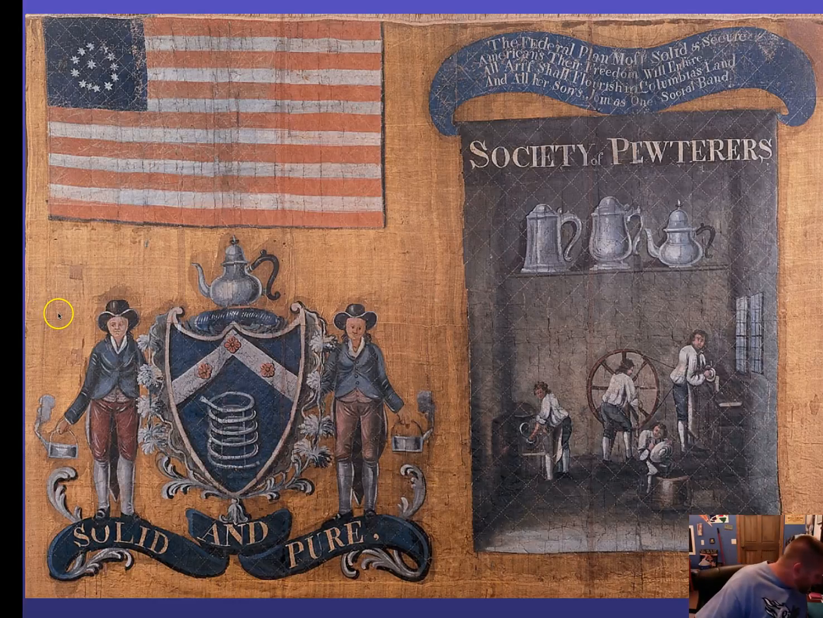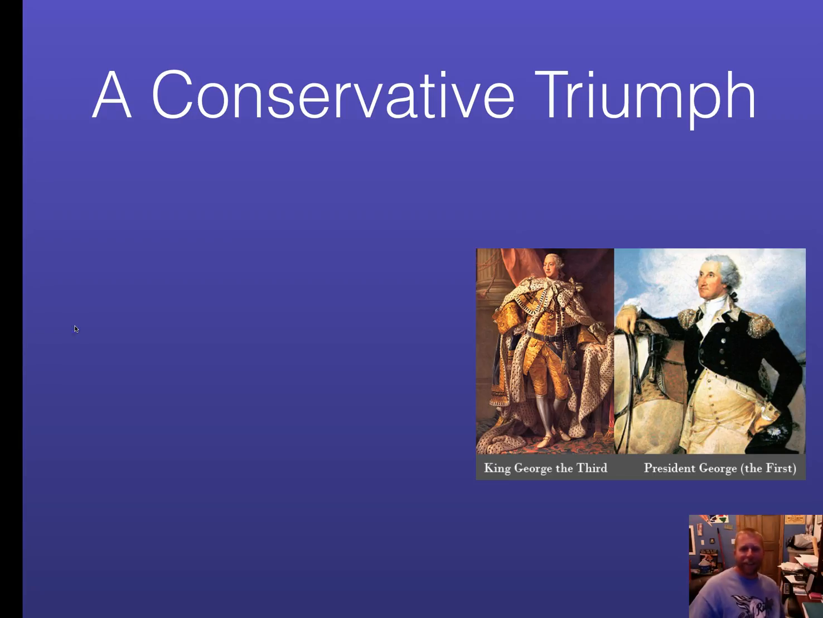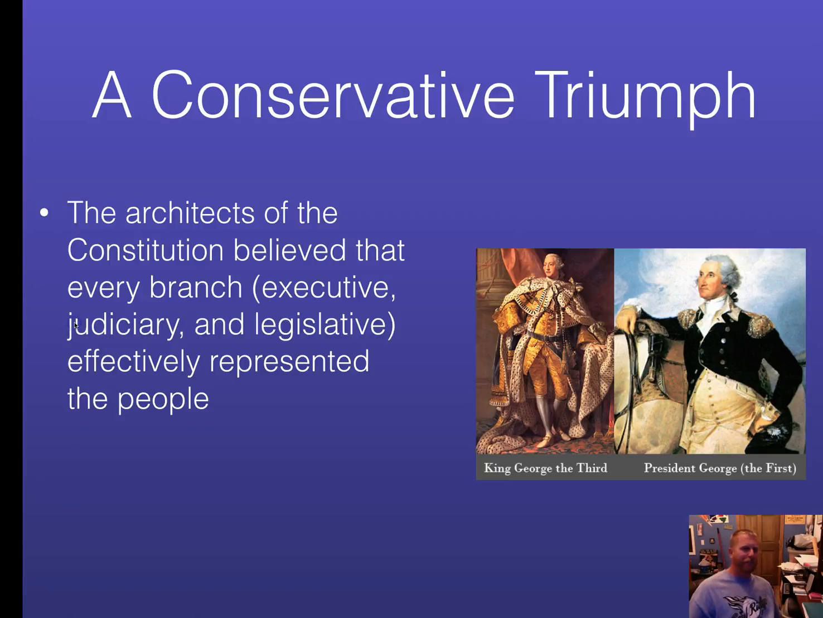Looks like the banner paraded by the Society of Pewterers in New York. They were promoting the government there. And so finally, the conservatives triumphed. The architects of the Constitution believed that every branch, the executive, judiciary, and legislative branch, efficiently represented the people. They thought this was a triumph of strong government, but it was still a government that protected the people. It was still a government that had the people's interests in mind, but it created order.